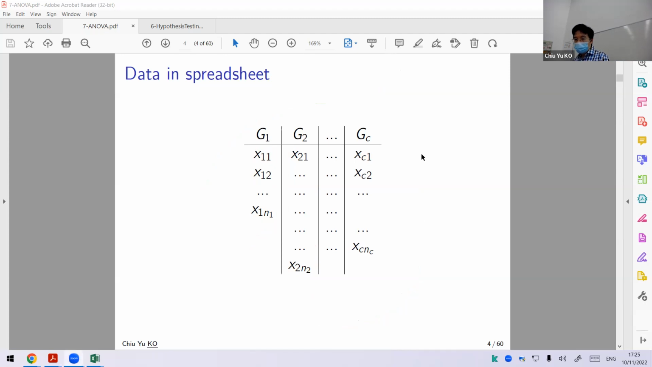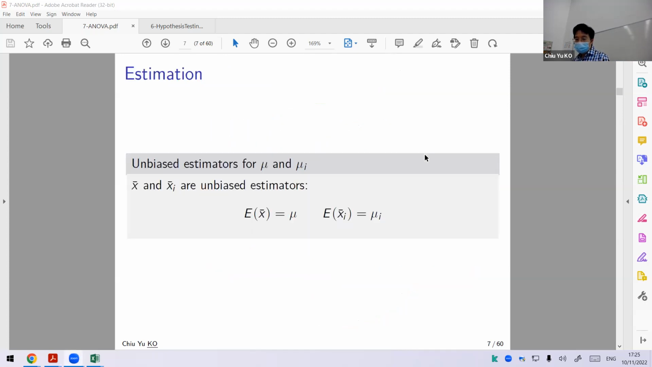Now, the last thing I want to mention before the break is that they are unbiased estimators of mu and mu i, right? Because you calculate everything up. The grand mean is the mean that you are trying to estimate.